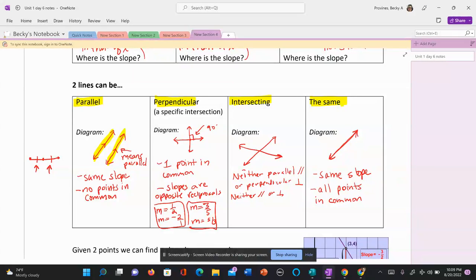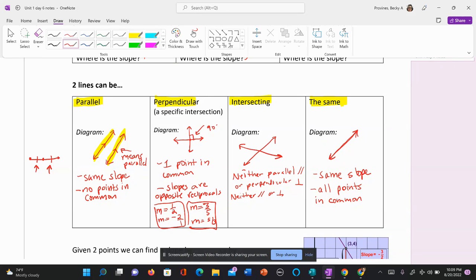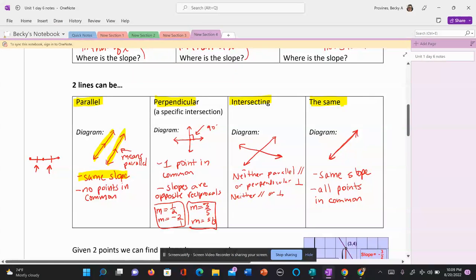Anyway, parallel lines have the same slope. So go ahead and write that down. Parallel lines have the same slope and they have no points in common. Now, when they're perpendicular, again, go ahead and draw the diagram. The picture doesn't have to be perfect, but you do have to put the 90-degree angle, because without it, whoever looks at your diagram can't assume it's 90 degrees. They do have one point in common, where they cross, and the slopes are opposite reciprocals.